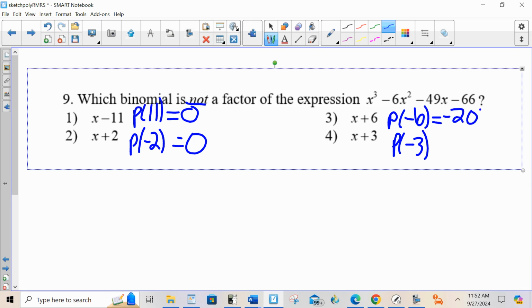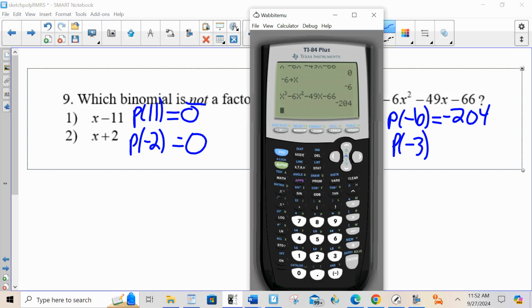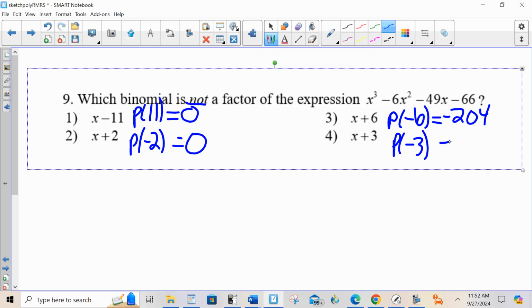I think we've got a winner, but let's take a look at negative 3, store as x. And let's copy and paste the expression one more time. And 0. 0 means that it's a factor. Which one's not a factor? Choice 3.